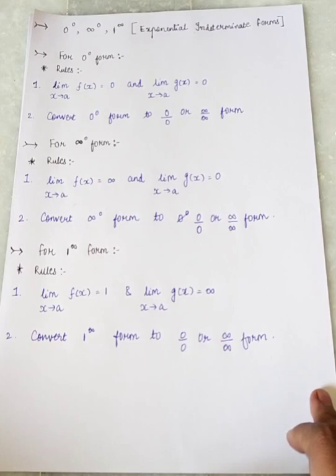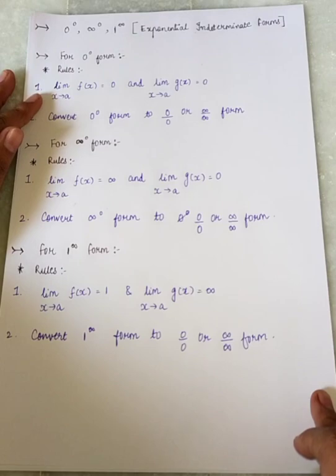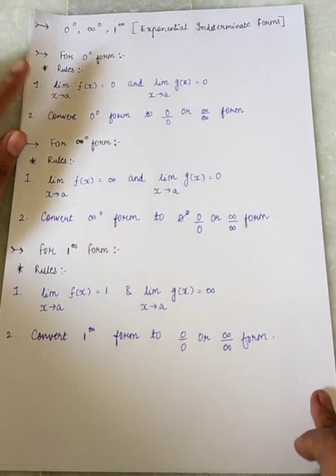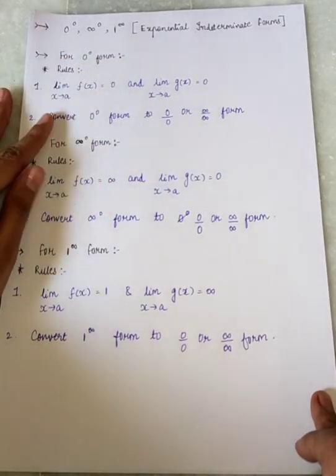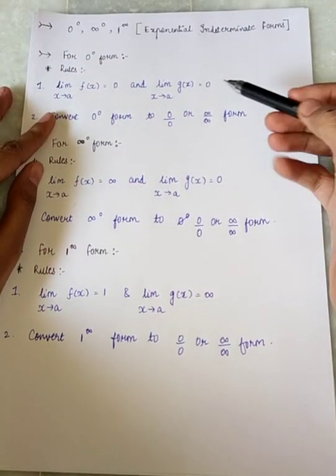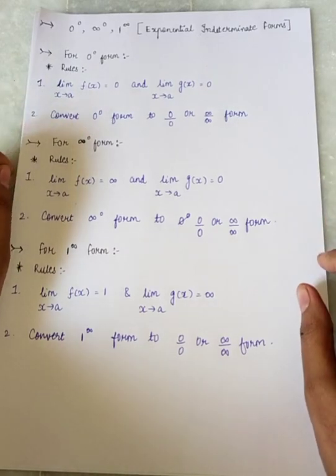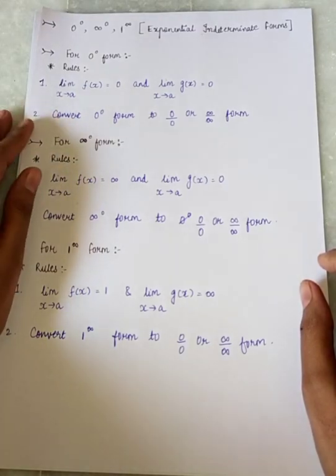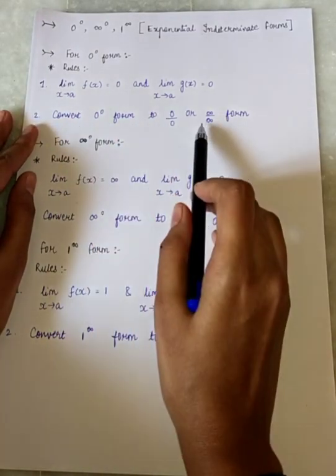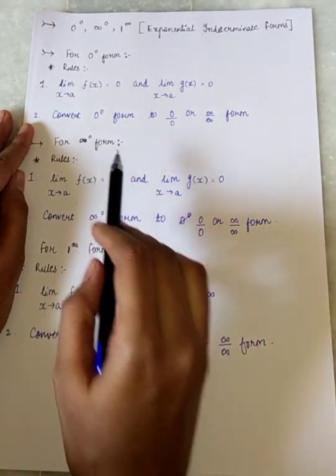For 0 raised to 0 form, rule number 1 is we can say that the given equation is in 0 raised to 0 form only if limit x tends to a f of x is 0 and limit x tends to a g of x is also 0. And our next step is to convert 0 raised to 0 form to 0 by 0 or infinity by infinity form.